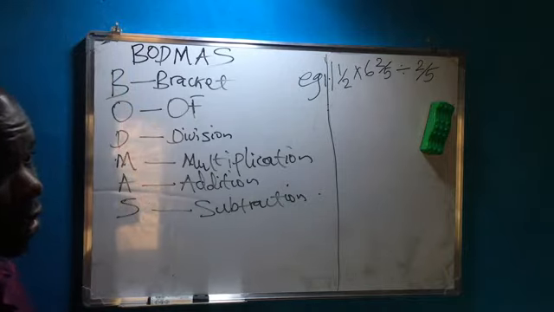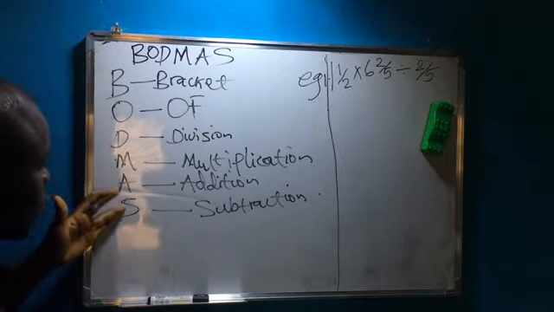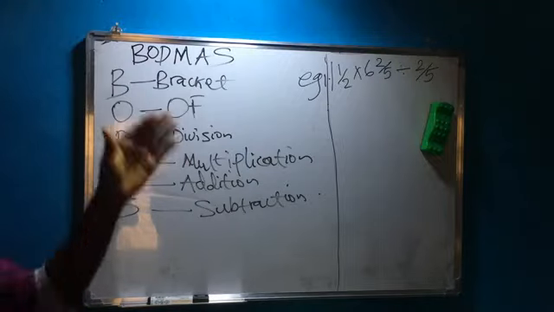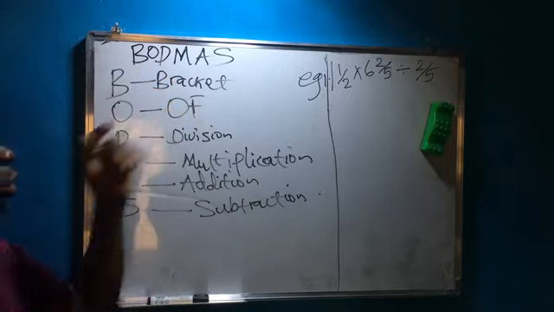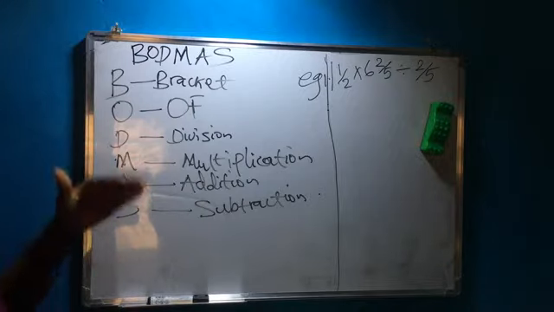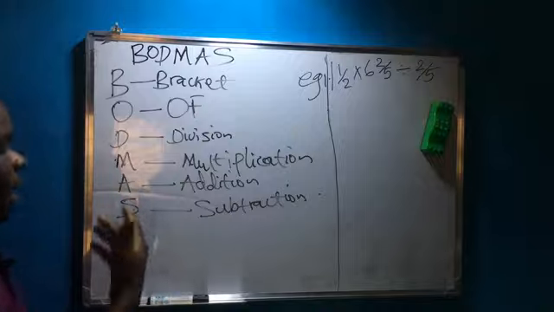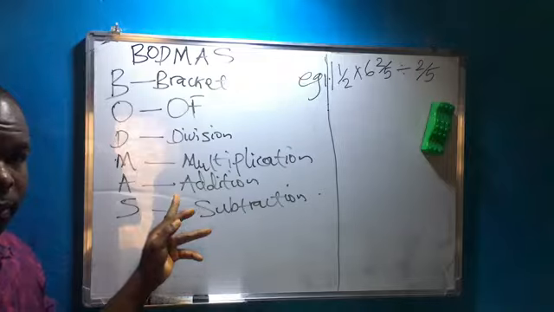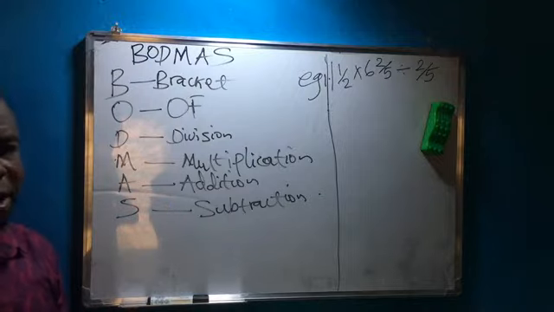in fraction sequentially, starting from B to O to D to M to A to S, depending on what you are given. In some cases, you may be given only B and O. So what then do? You have to clear the B first before you go to O, because you must not be given everything that is written here. In some other cases, you may be given something like M and A. What then do? Go for M first before you go to A, sequentially. Then if you are given S and A, go for A first before S. That's what it means, Bodmas.